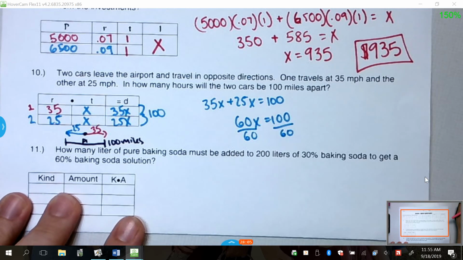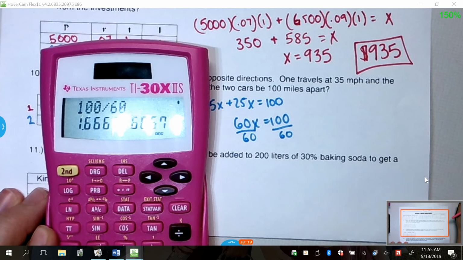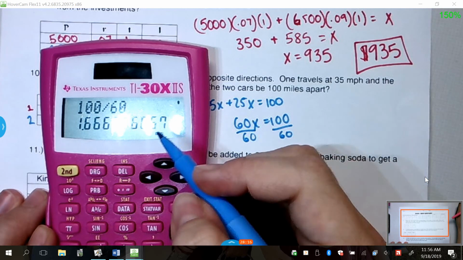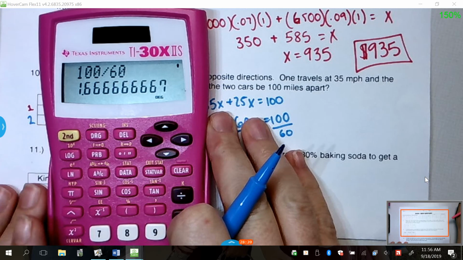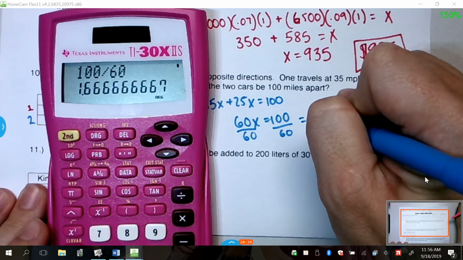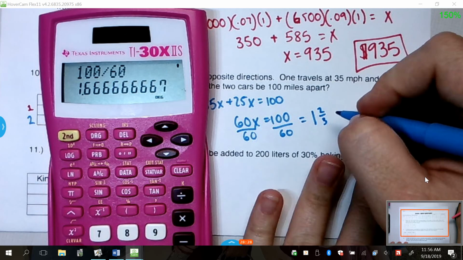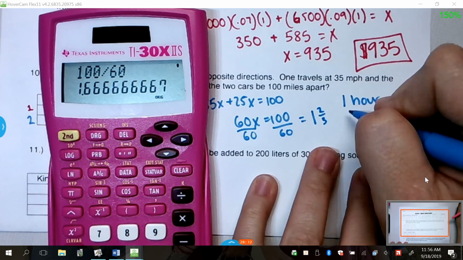This is when your calculator is your best friend. It gives me 1.666667. I want you to realize that this is just 2/3. 1/3 is 0.3 repeating. 2/3 is 0.6 repeating. So this ends up being 1 2/3. Well, 1/3 of an hour is 20 minutes. So this is 1 hour and 40 minutes.